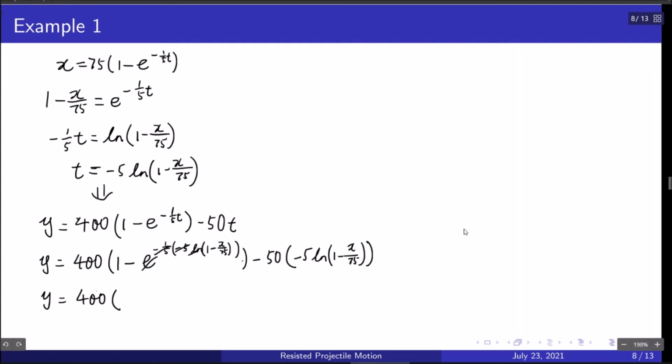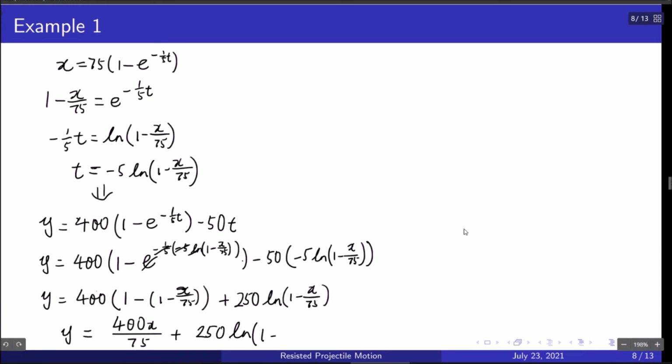400 times (1 − (1 − x/75)), plus 250 log(1 − x/75), and then we end up with y equals 400x/75 plus 250 log(1 − x/75). And that is our answer. So that's the Cartesian equation, sorry.